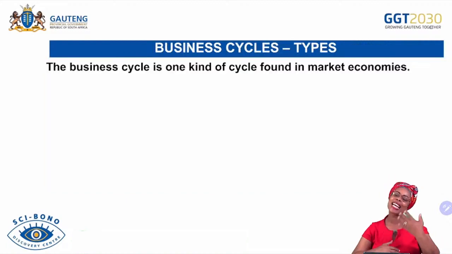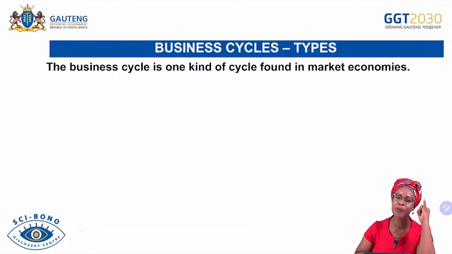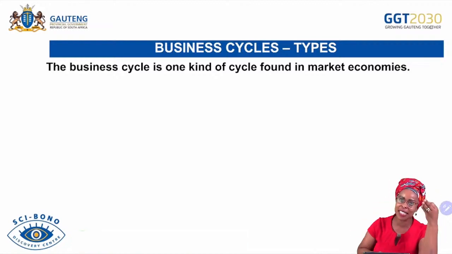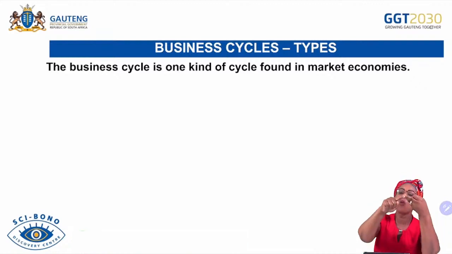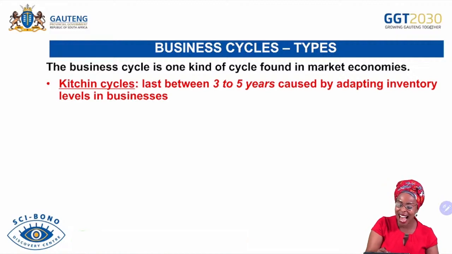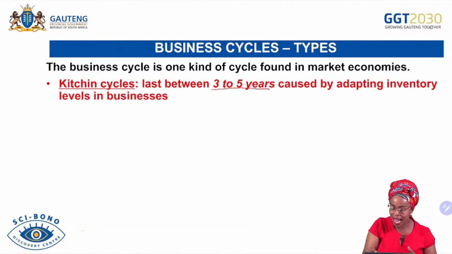Then let us look at the types of business cycles. We have different types of business cycle. A tip from me to you is that you need to know the name of the business cycle, how long it takes, and what causes it. Three things. Let's start with the Kitchin cycle. It lasts for 3 to 5 years. What causes it? It is caused by adapting inventory levels in a business.